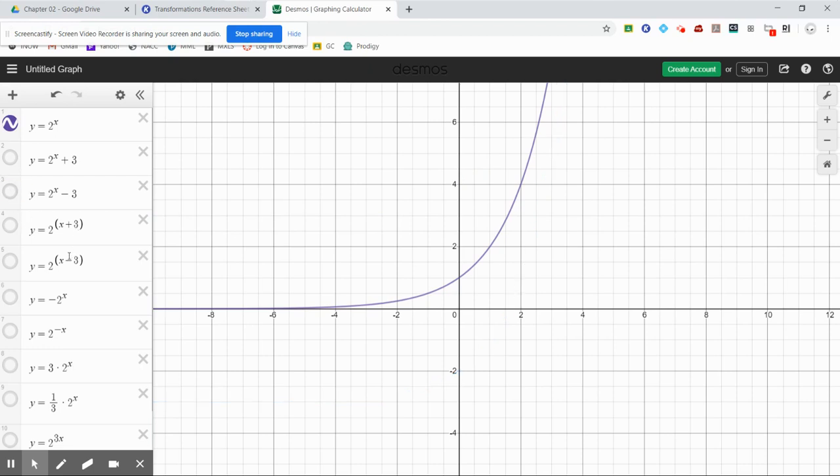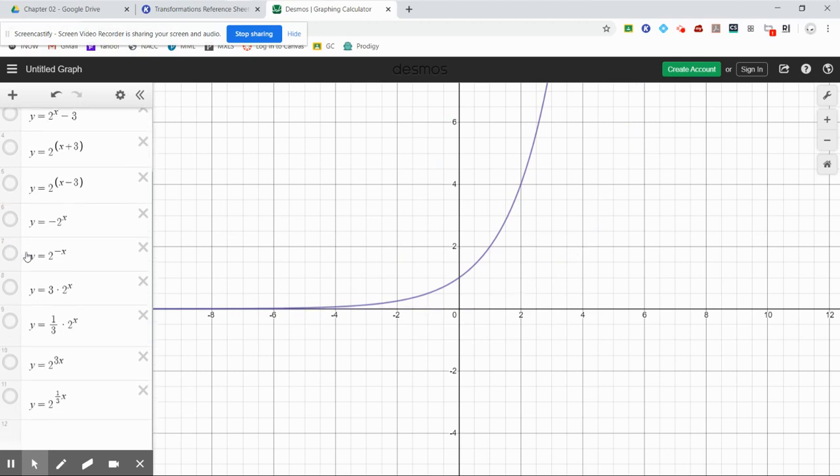If you add or subtract to just the x value, if you add 3 to the x, it's going to move it left 3. If you subtract 3 from the x, it moves it right 3. If you put negatives on it, if you put a negative in front of your entire function, it's going to flip it across the x-axis, up and down. If you put the negative on the x, it's going to flip it across the y-axis, left and right.